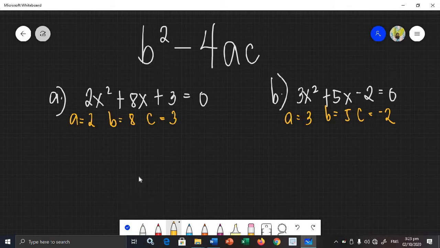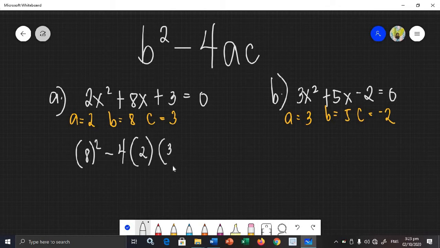Right after natin ma-list yung values ni A, B, and C, we will substitute them in the discriminant. Okay? So, B is 8, squared, minus 4, A is 2, 3 ang C. This is 64 minus 4 times 2 times 3. That is 24 if I'm not mistaken. Yes, 24. 64 minus 24, the answer is 40. Yun na yung discriminant, 40. Later on, i-check natin sila. Okay, the answer for the discriminant of letter A is 40. We need to remember that.